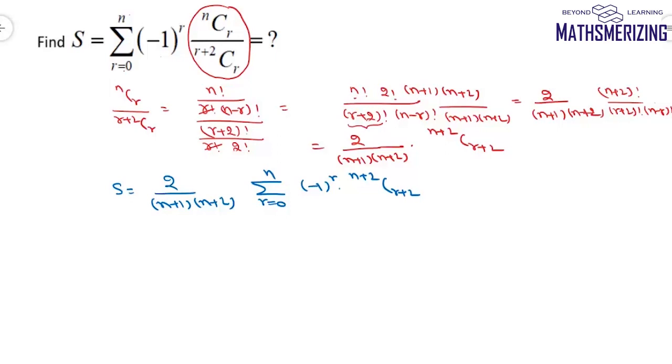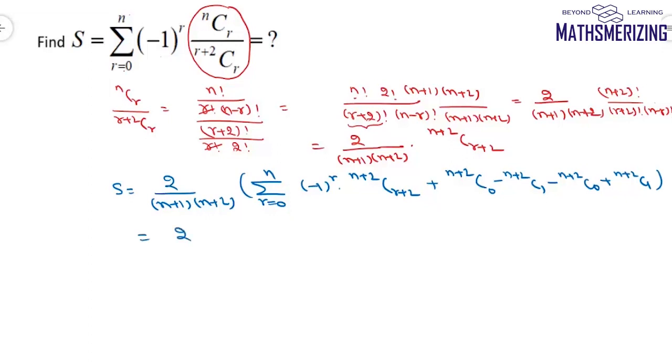So what I'll do is I'll complete the series. I'll add two terms. I'll add n plus 2 C 0 and then minus n plus 2 C 1, and if I have added them I have to subtract them also. So minus n plus 2 C 0 and plus n plus 2 C 1.